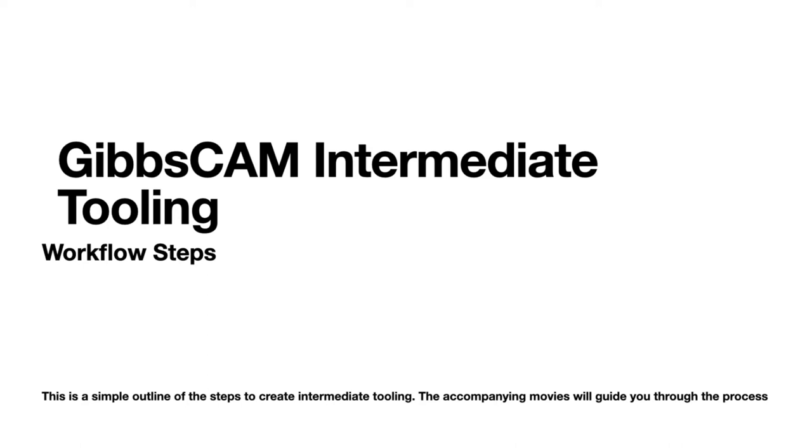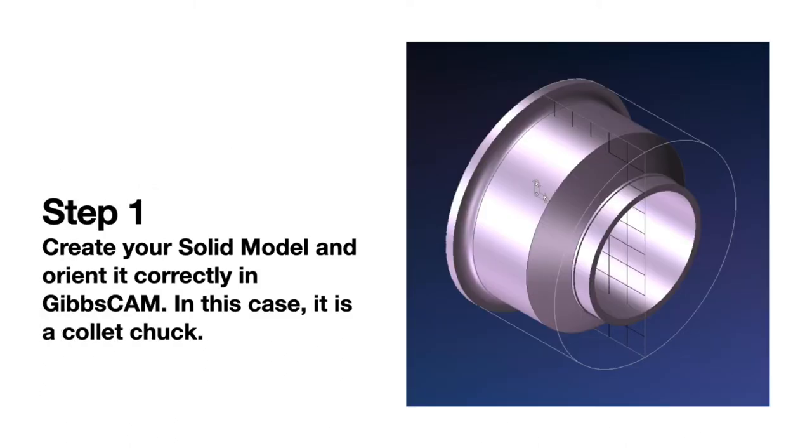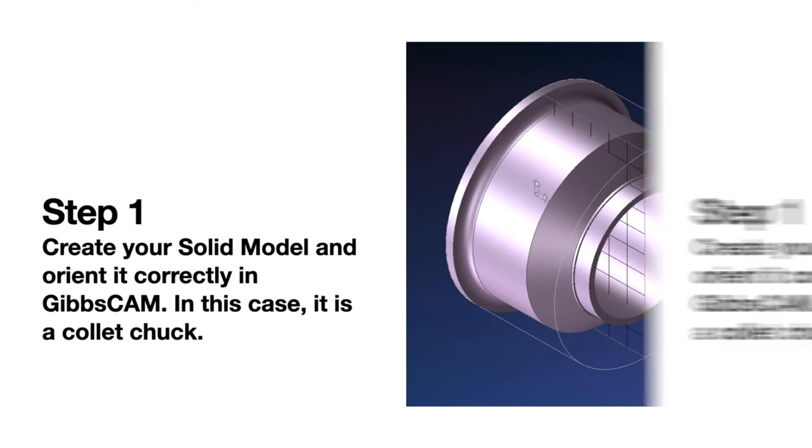This is a simple outline of the steps to create intermediate tooling. The accompanying movies will guide you through the process. Step number one, create your solid model and orient it correctly in GibbsCAM. In this case, it is a collet chuck.